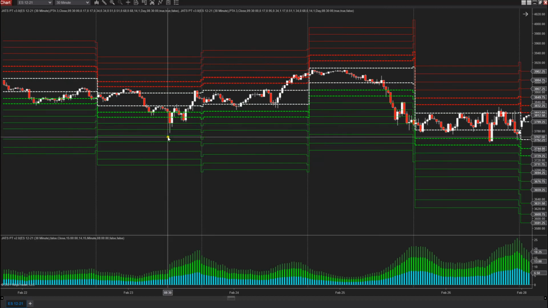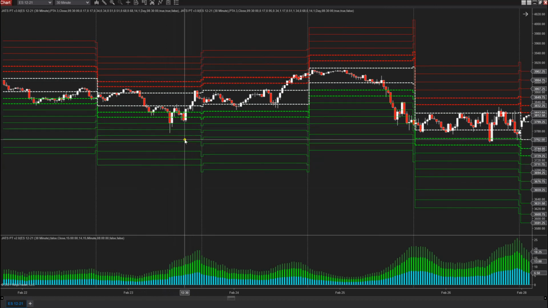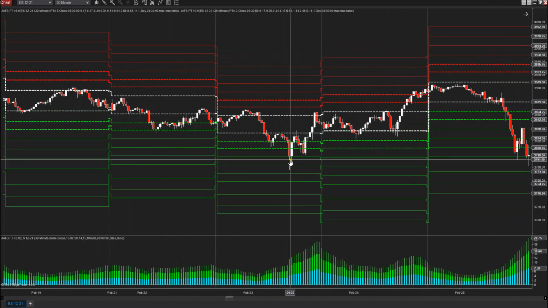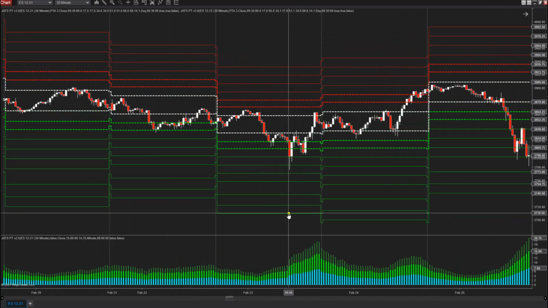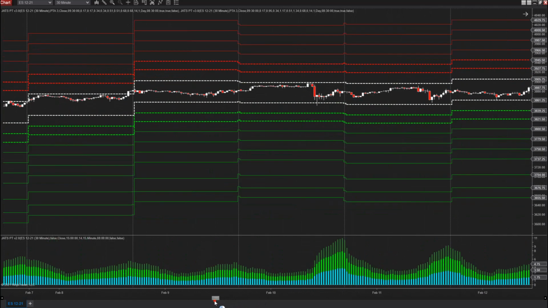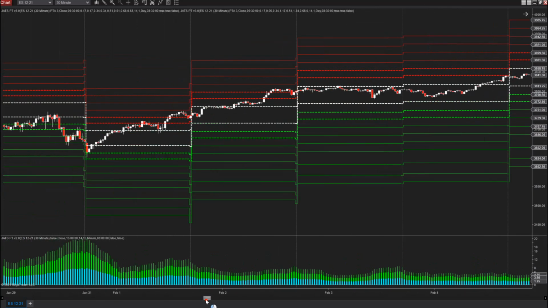So these range expansions into the tails are buying opportunities. So we need to take this down to a smaller time frame and see how to get positioned to go long at these areas and then hold those swing trades.